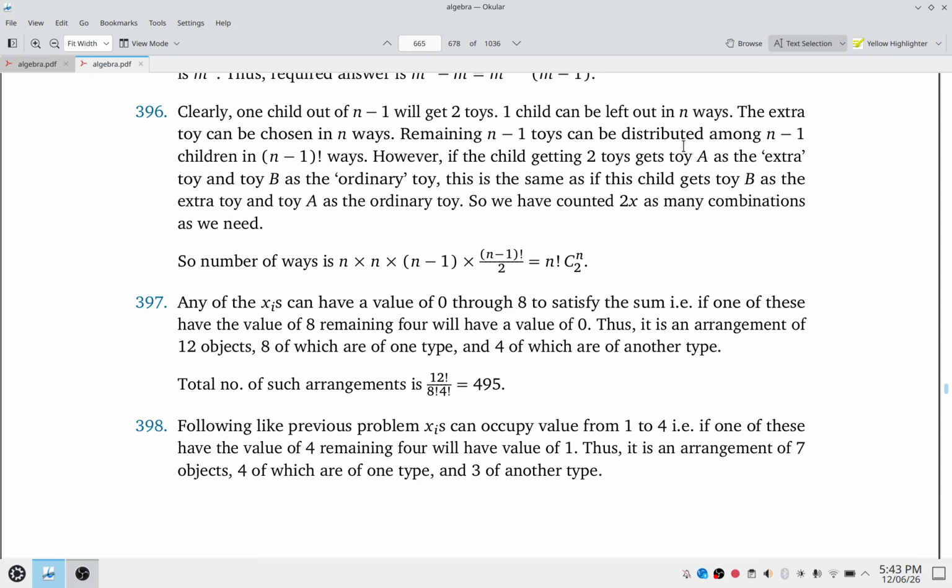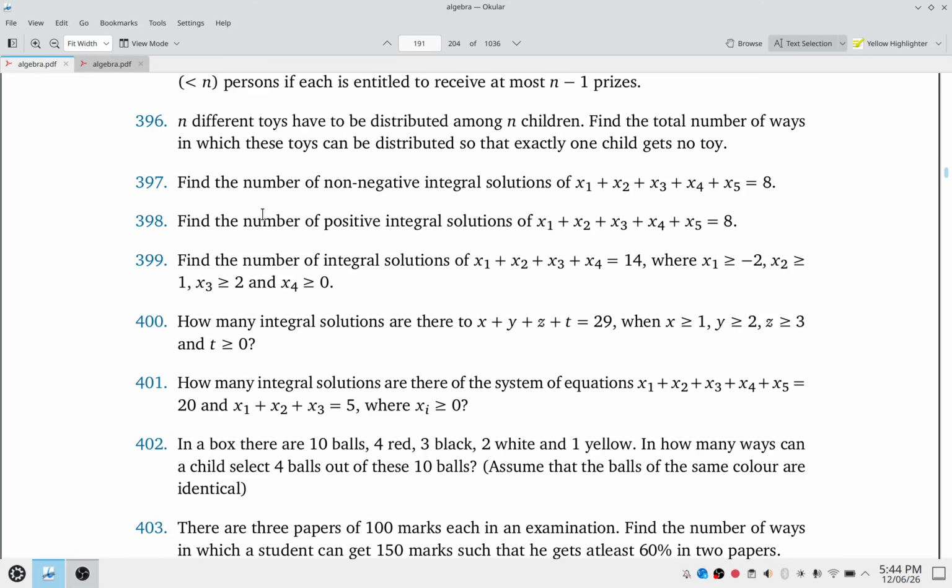However, if the child getting 2 toys gets toy A as the extra toy and toy B as the ordinary toy, this is the same as if the child gets toy B as the extra toy and toy A as the ordinary toy. So we have counted 2x as many combinations as we need. So the answer is n multiplied by n times n minus 1 times n minus 1 factorial by 2. That is n factorial times nC2. That is also an easy question. These questions are very easy.